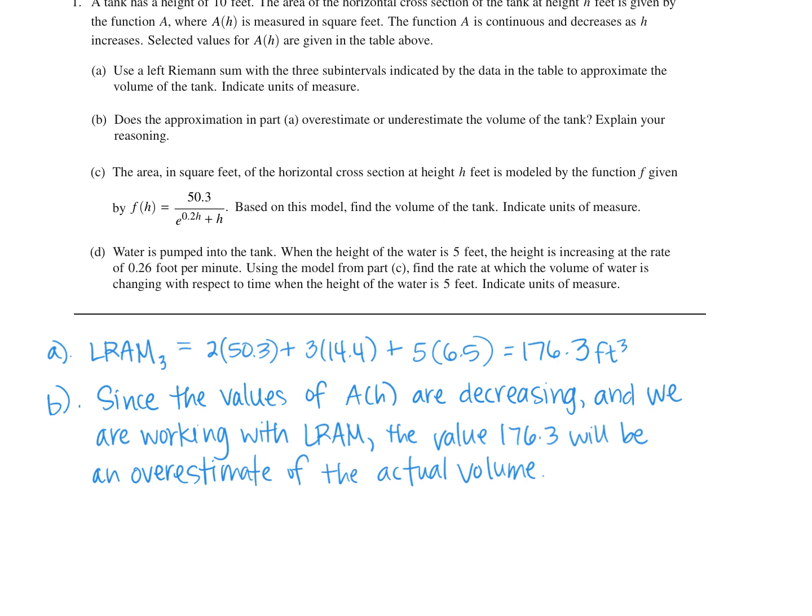Okay, part C. The area of these horizontal cross sections at height h feet is modeled by the function given by f of h. So we have this exponential function. Based on this model, find the volume of the tank. So now we're getting more accurate. Instead of just using rectangles to find the volume, we will have another way to find the volume, using what math?